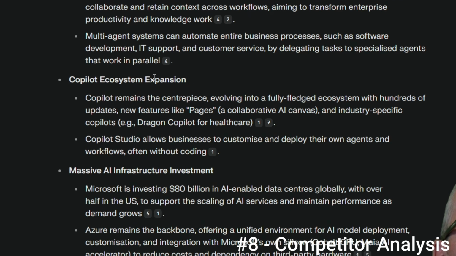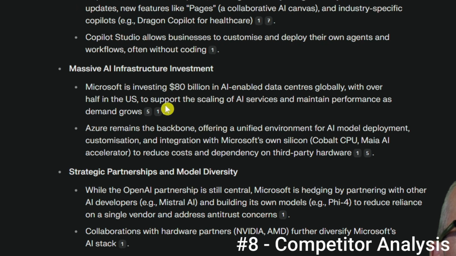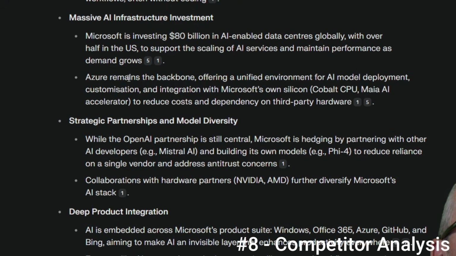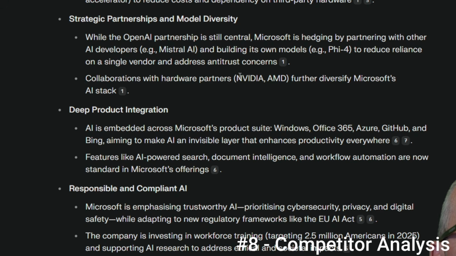Copilot ecosystem expansion. I think we've seen Copilot work really well, and they're improving it no end. Copilot Studios, massive AI infrastructure investment. So they're investing 80 billion in AI-enabled data centers. Azure remains the backbone, used a lot. Strategic partnership with model and model diversity. So they've got an OpenAI partnership that we know about, still central to Microsoft, but also using Mistral. That's a French AI system, and its own models like Phi-4, collaborations with hardware partners like NVIDIA and AMD.